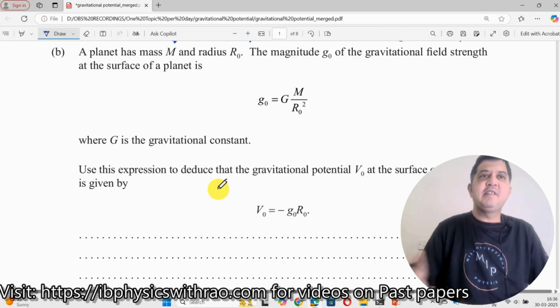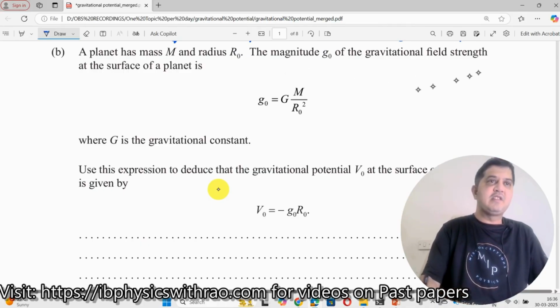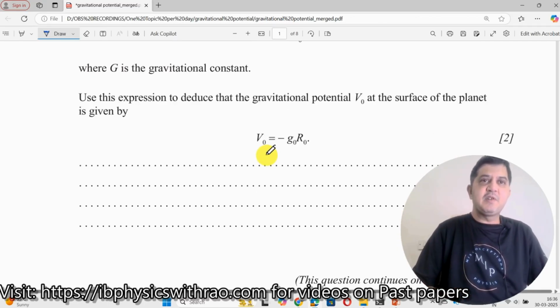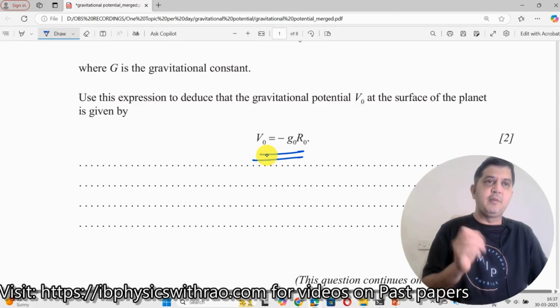A planet has a mass M and radius r. The magnitude g naught of the gravitational field strength of the planet is given by g naught equal to capital G capital M by r0 square. Use this expression to deduce that the gravitational potential V naught at the surface of the planet is given by V naught equal to minus g naught into R0. How do we do this?